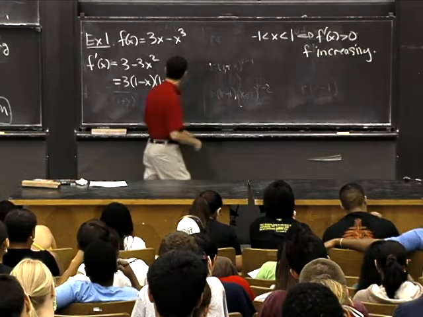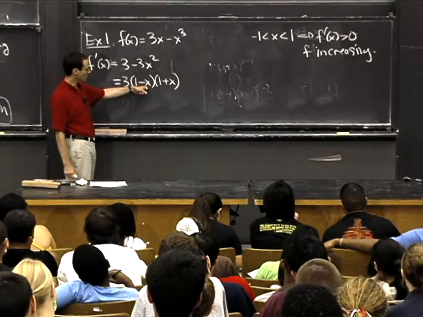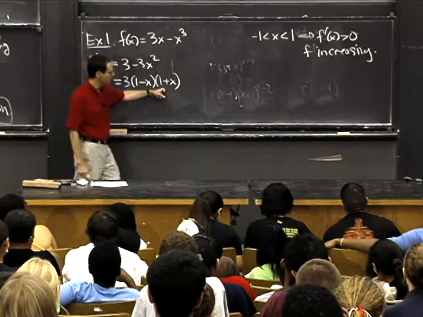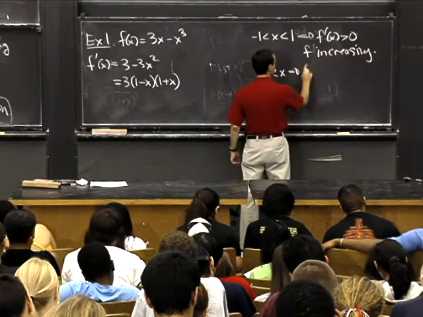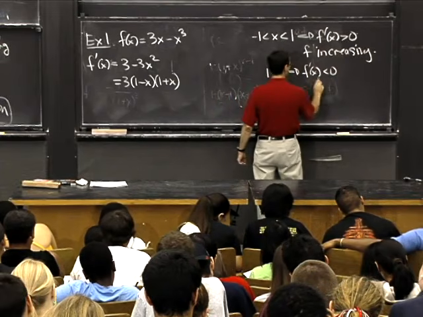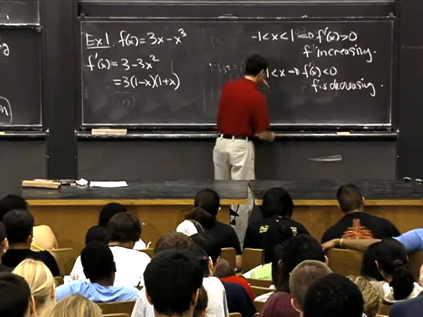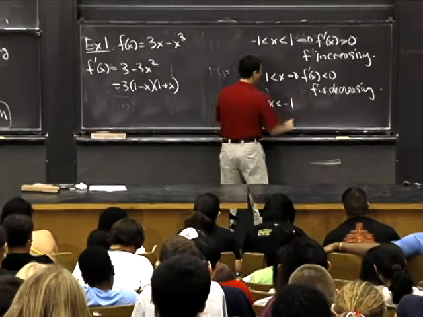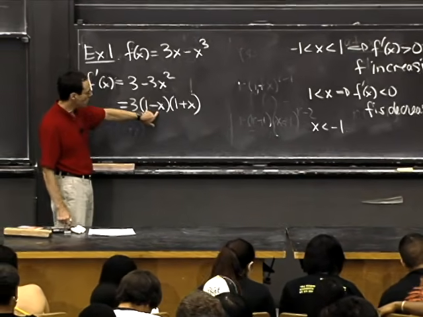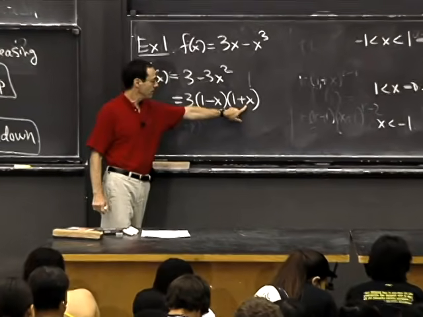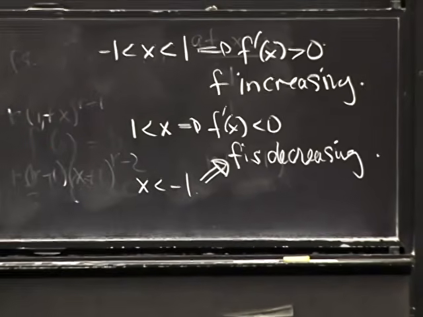And similarly, in the other ranges, if x is very, very large, if it crosses 1, in fact, this factor becomes negative, and this one stays positive. So when x is bigger than 1, we have that f prime of x is negative, and so f is decreasing. And the same thing goes for the other side. When x is less than -1, this factor is positive, but the other one is negative. All right? So in both of these cases, we get that it's decreasing.